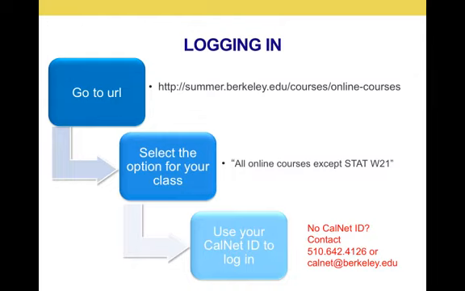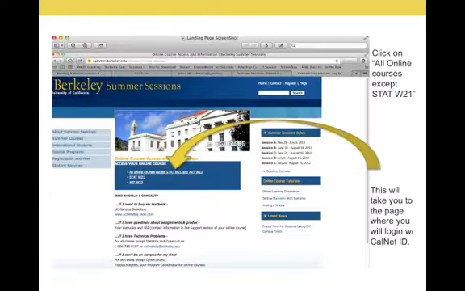When you follow the link, select the appropriate option from the center of the landing page and log in with your CalNet ID. If you don't already have a CalNet ID and have not received it, you should contact CalNet directly. Here's what the landing page looks like. Find the options you'll need and click on the one that says All Online Courses Except Stat and Art. If you're enrolled in Stat or Art, you'll go there separately.